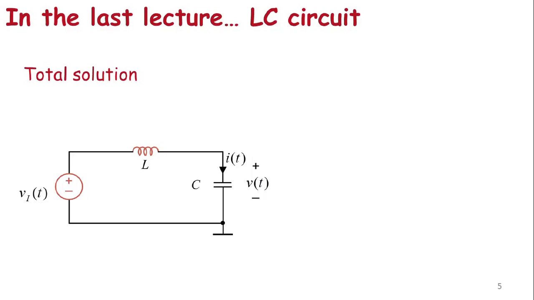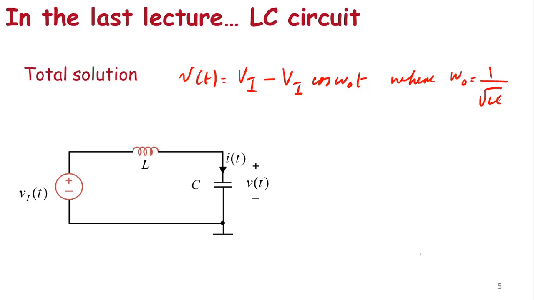In the last lecture, we looked at this LC circuit, and we obtained the total solution for this little circuit, by solving the differential equation that governed the dynamics of the system, as V of t equals VI minus VI cosine of omega naught t. We found omega naught, the square root of 1 over LC in the system, and we termed that omega naught. This frequency is called the undamped natural frequency, and you'll find out shortly why it's called that. Omega naught is sometimes also called the resonant frequency of the circuit.